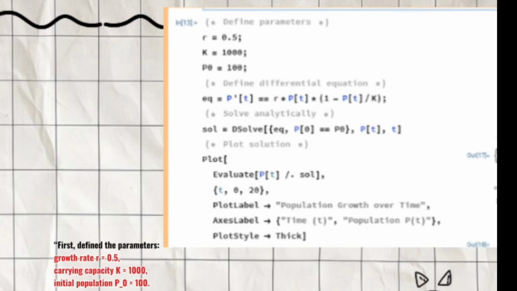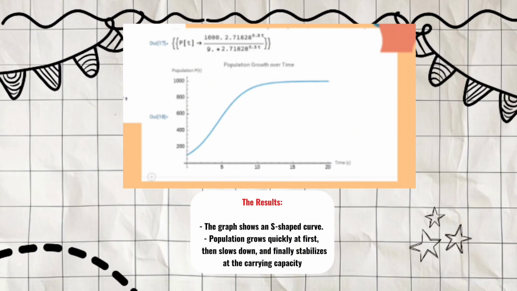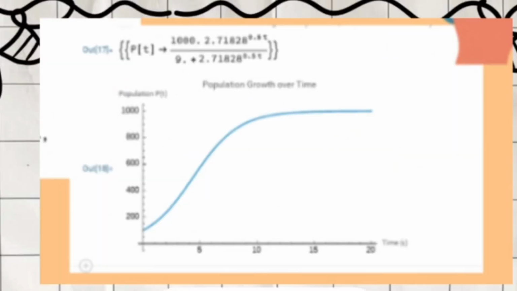Then I wrote the differential equation and solved it using the DSolve function. Finally, I plot the solution over time using Plot. As you can see, the graph shows an S-shaped curve. The population grows quickly at first, then slows down, and finally stabilizes at the carrying capacity.